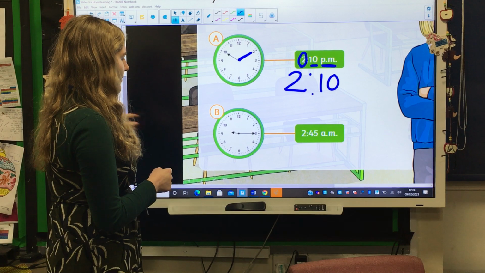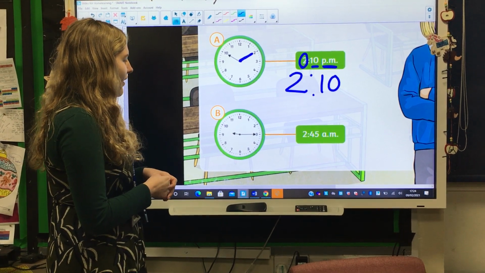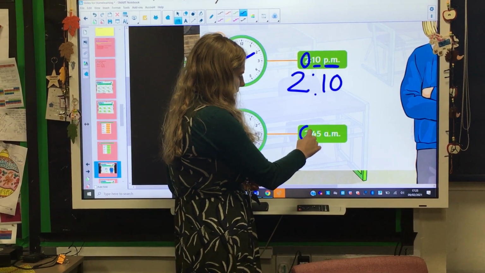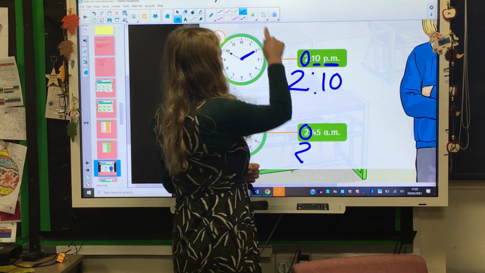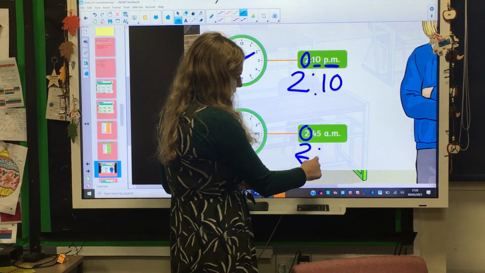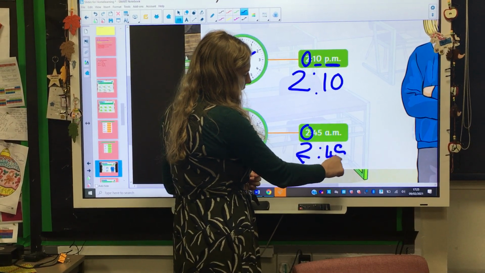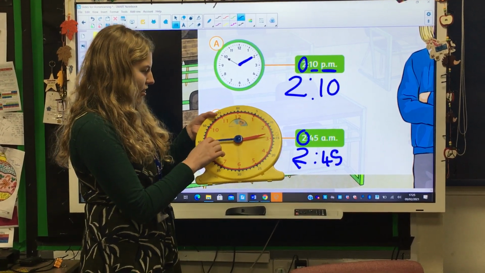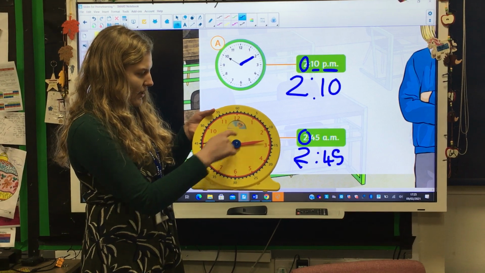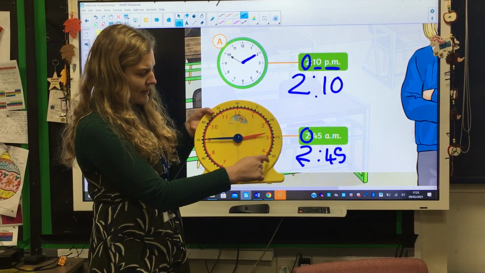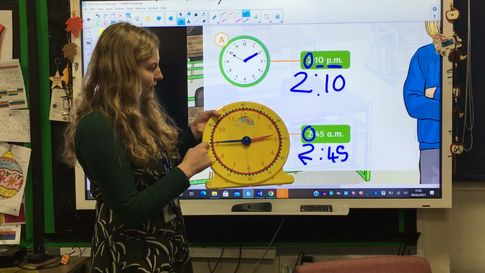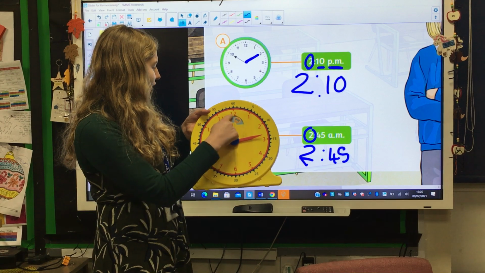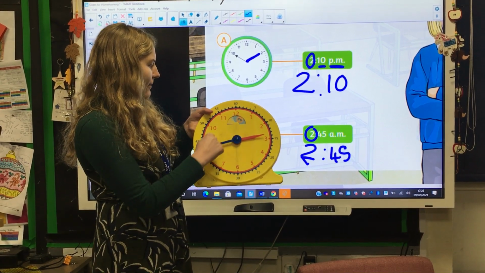We have got 2:45 AM. So let's have a think about that. This is the hour. Whoops, bit wonky, but we'll live with it. And then it's 45 minutes past. Okay, so that would look like this. Okay, can you see we've gone 5, 10, 15, 20, 25, 30, 35, 40, 45 minutes past 2. So it's nearly at 3 o'clock. It's 15 minutes to 3.